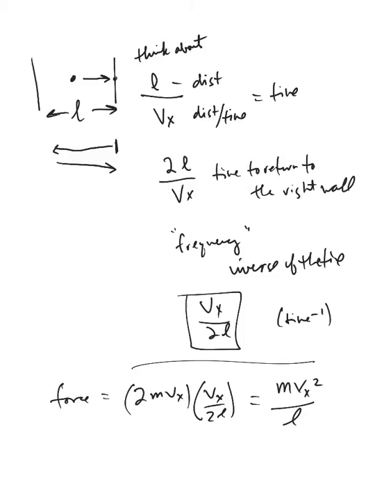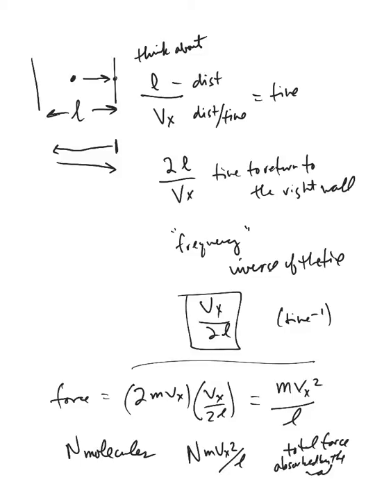Okay. In the case of N molecules, I did 5 vectors on the previous slide. Whatever number that is, you're just going to multiply that number of molecules times this value for the force, and this is the total force absorbed by the wall. Okay.